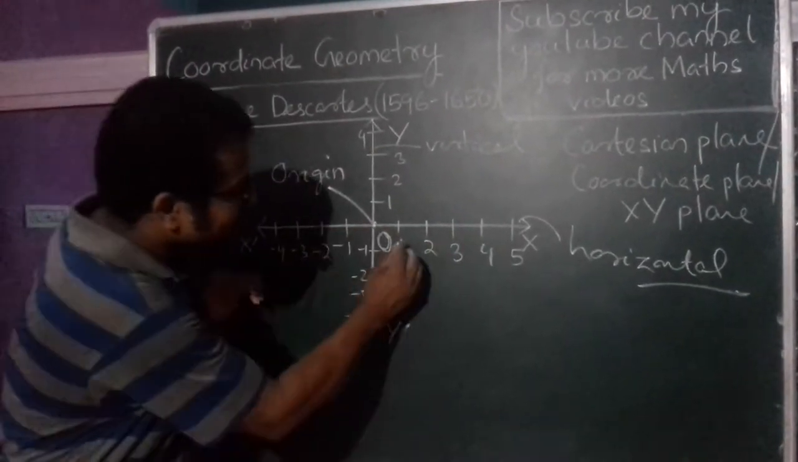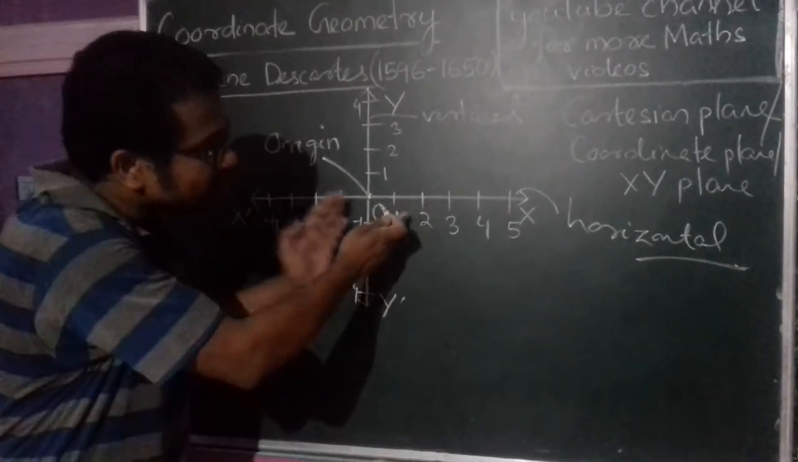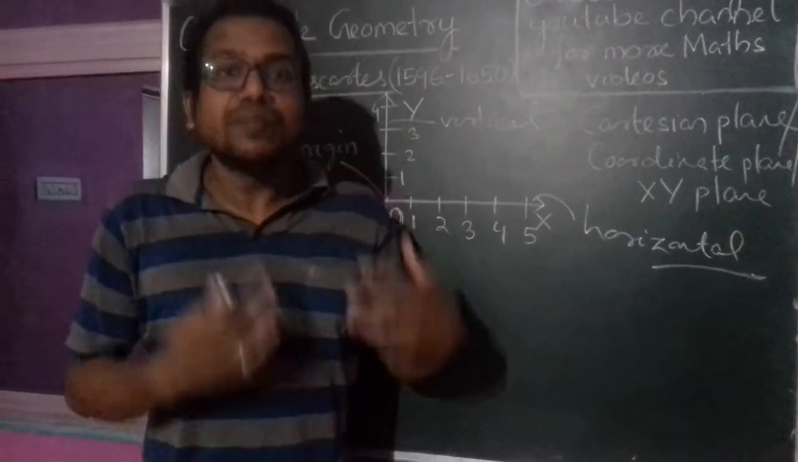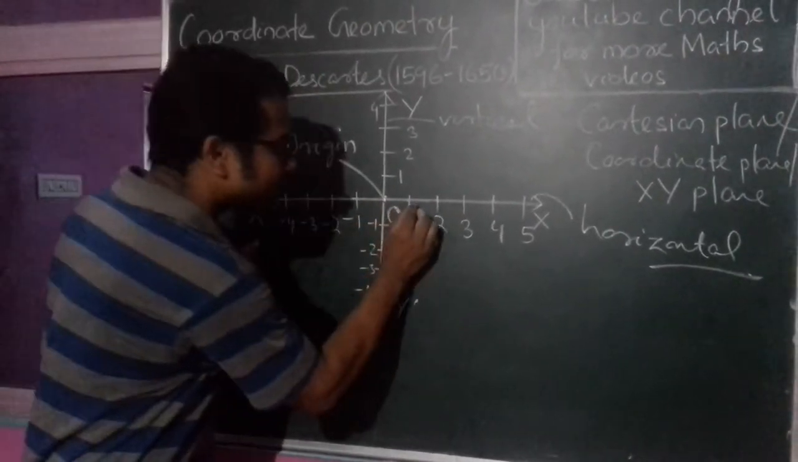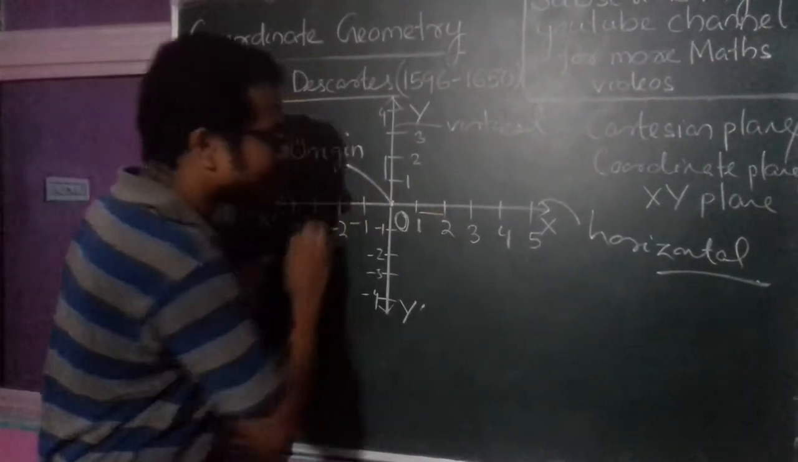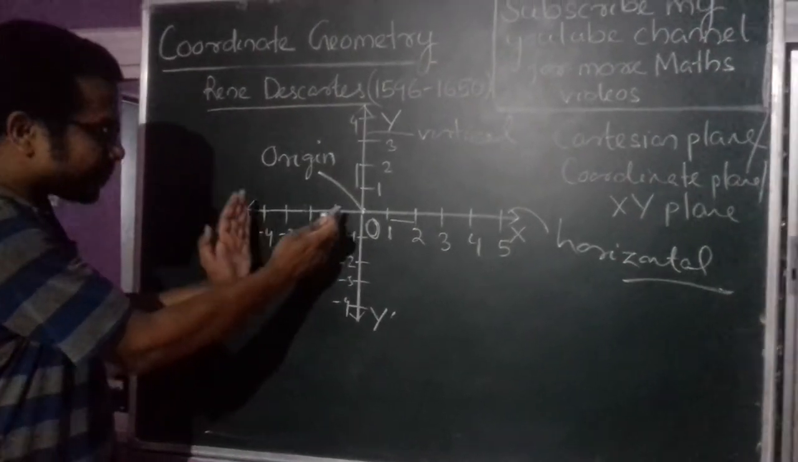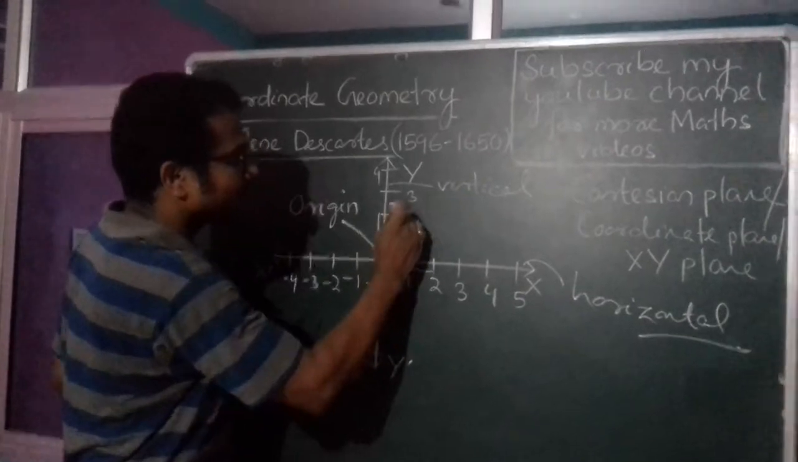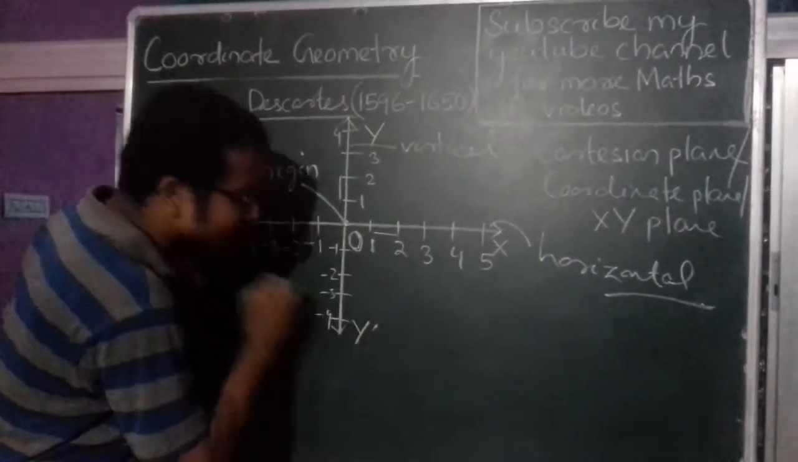From this side you can say this is the positive x-axis, 1, 2, 3, 4, 5, like this. As you have studied in the number line, this is 1 unit, this is also the same 1 unit, and on the left side -1, -2, -3, -4. Again, this is the positive y-axis, and this side is the negative y-axis.